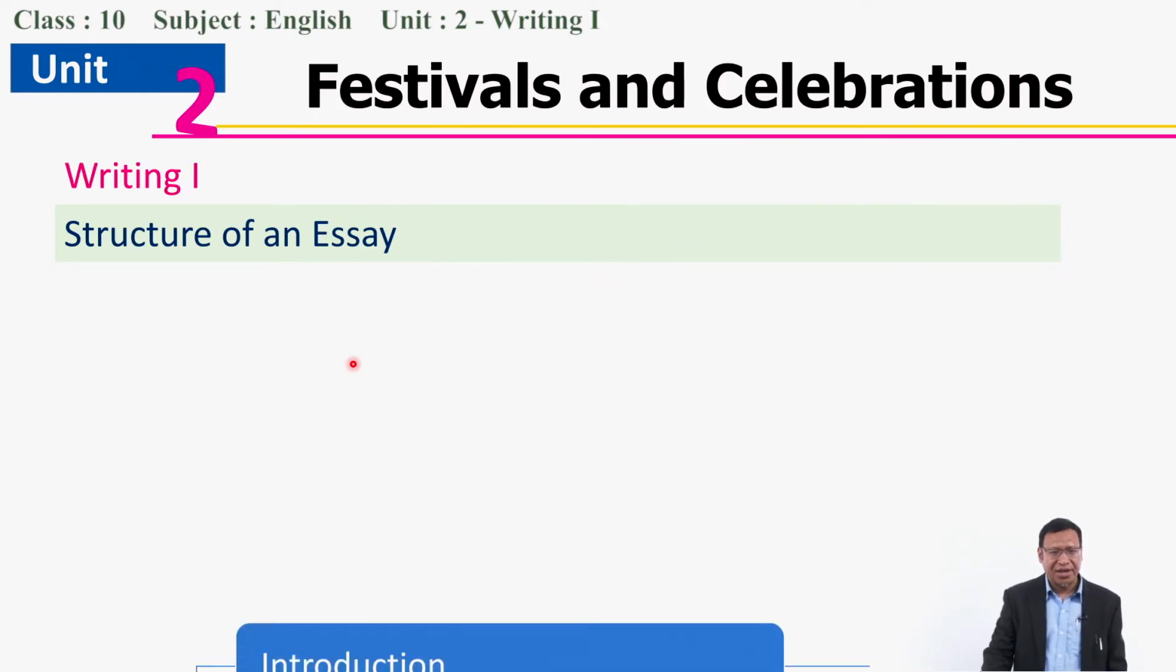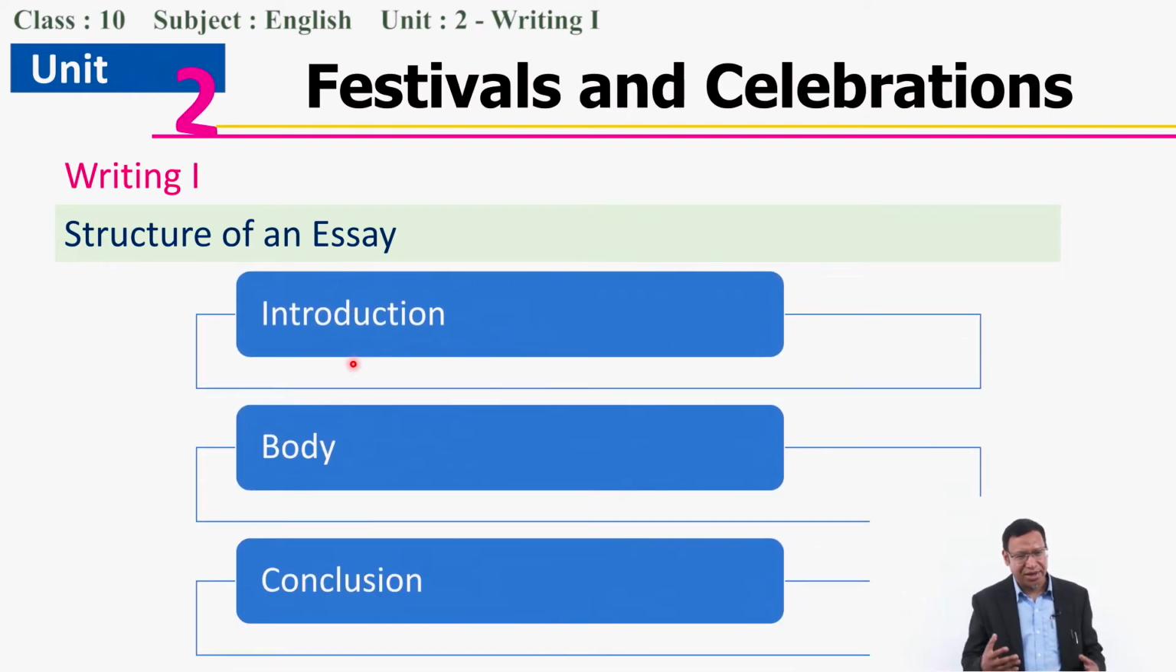Okay, students, finally, as a whole, the umbrella term we use is structure, for format and layout. So let's talk about the structure of an essay. Every essay should contain an introduction, body, and conclusion. These are the essential parts of an essay.